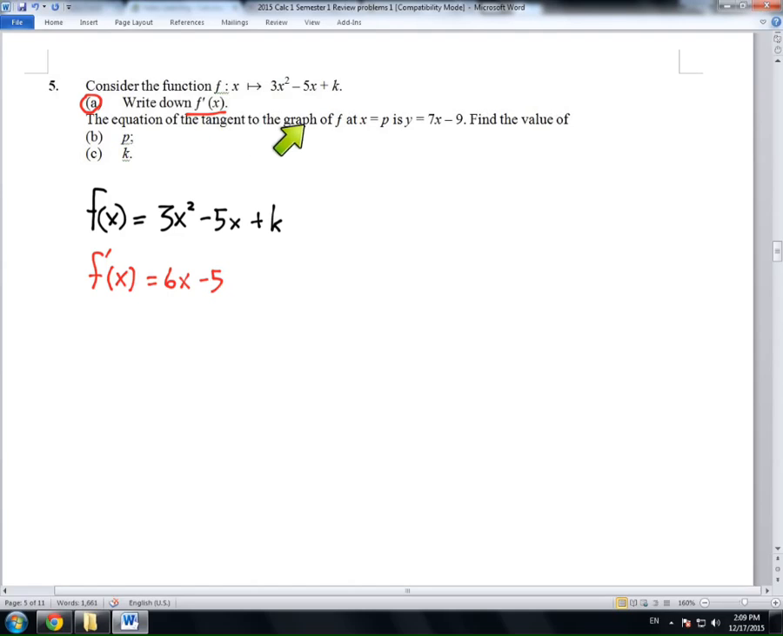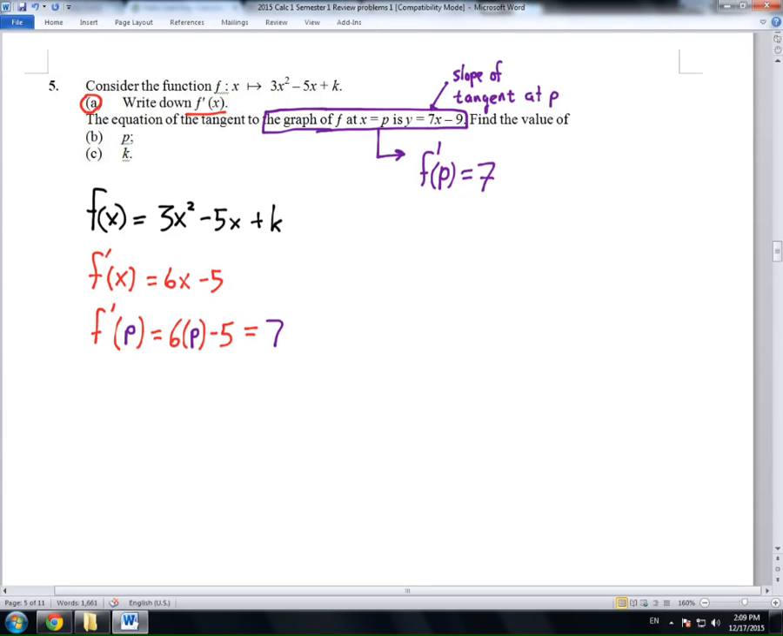Now, it says the equation of the tangent to the graph of f at p is 7x minus 9. There's more information there than it seems. One of the things I know is that when x equals p, which is an unknown number which I need to find, the slope of the tangent line is going to be 7. So that's some good information to go off of. F prime of p has to equal 7, the slope of the tangent at p. So I evaluate f prime of p, and it generates this equation: 6p minus 5 equals 7. 6p has to equal 12, add 5 to both sides, and therefore p has to equal 2. Mission accomplished, I found part B, letter P.